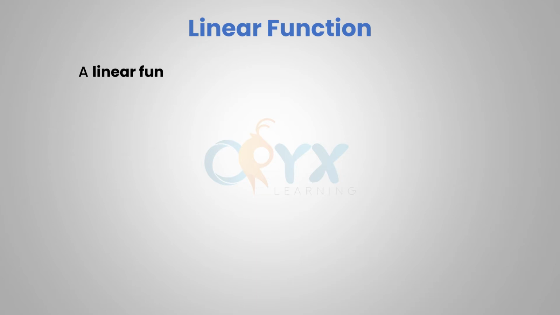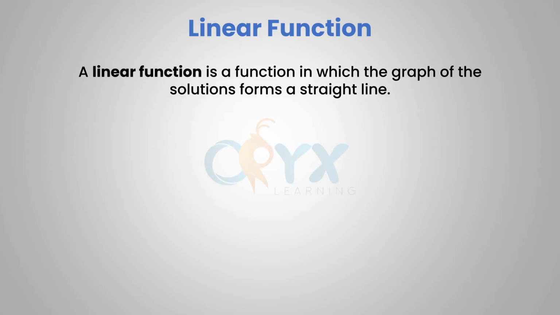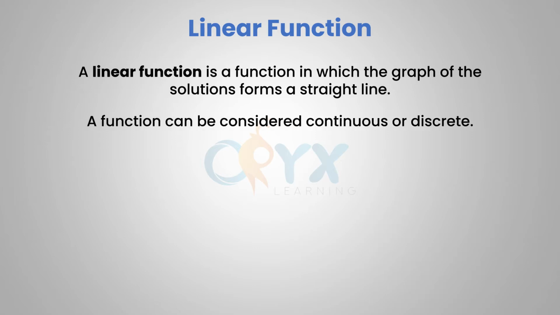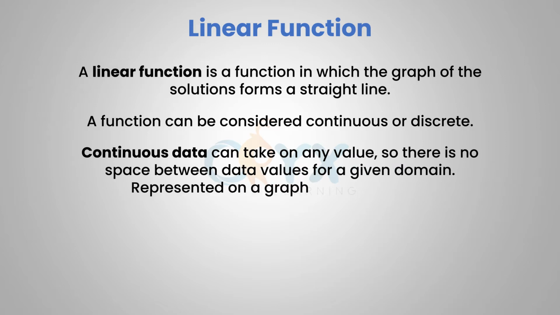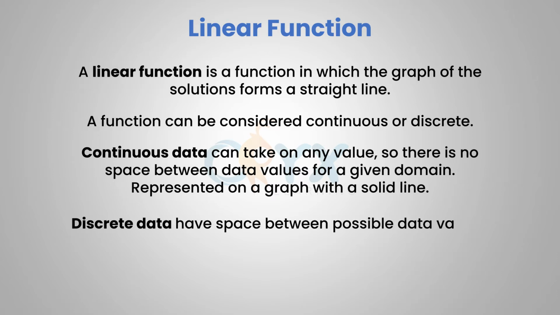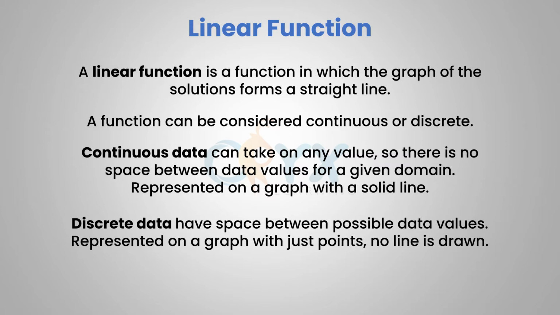A linear function is a function in which the graph of the solutions forms a straight line. A function can be considered continuous or discrete. Continuous data can take on any value, so there is no space between data values for a given domain, represented on a graph with a solid line. Discrete data have space between possible data values, represented on a graph with just points. No line is drawn.